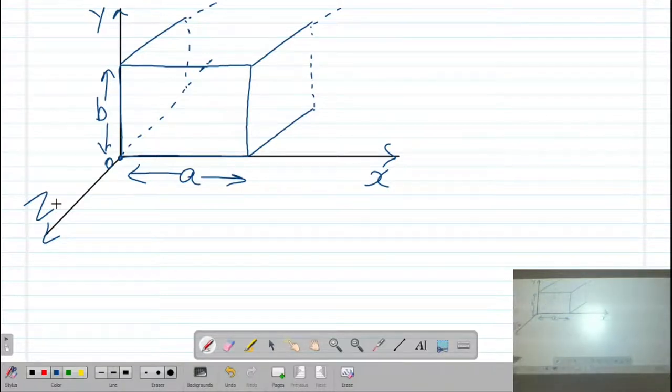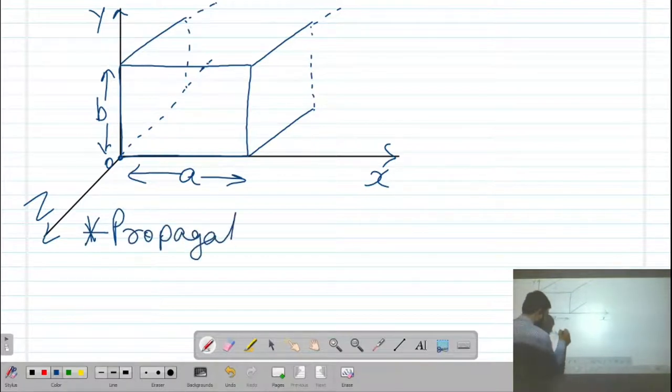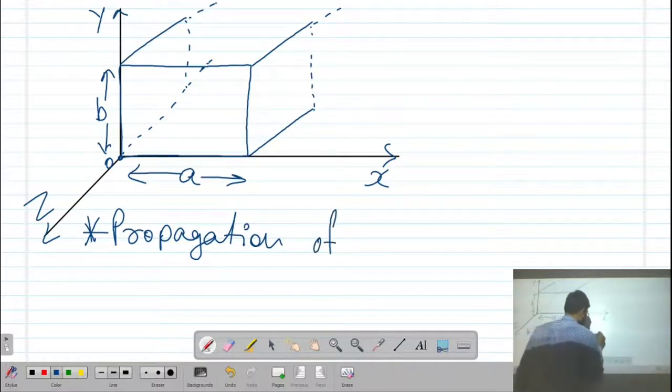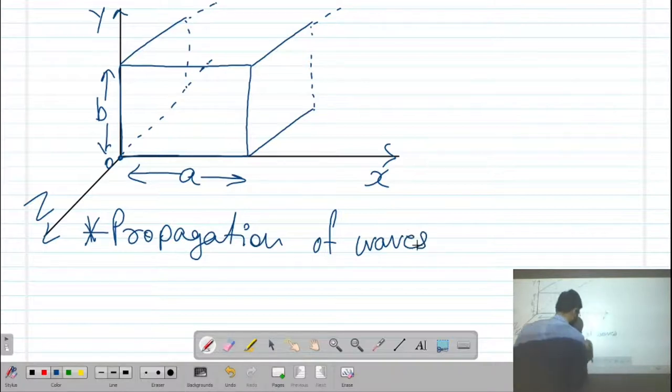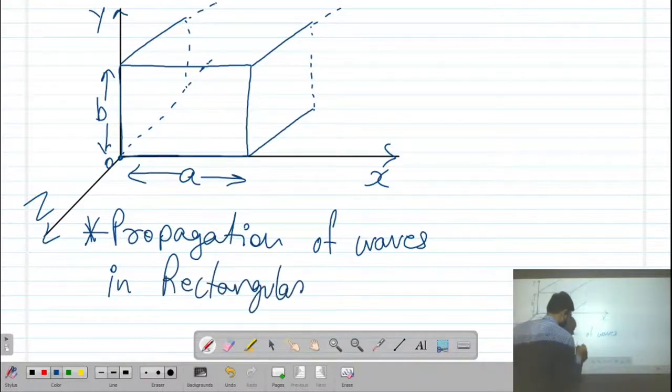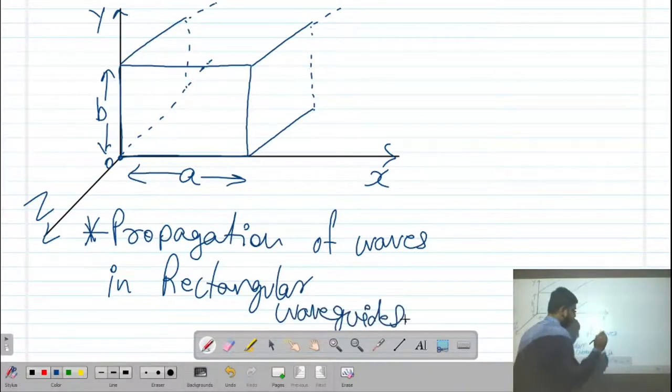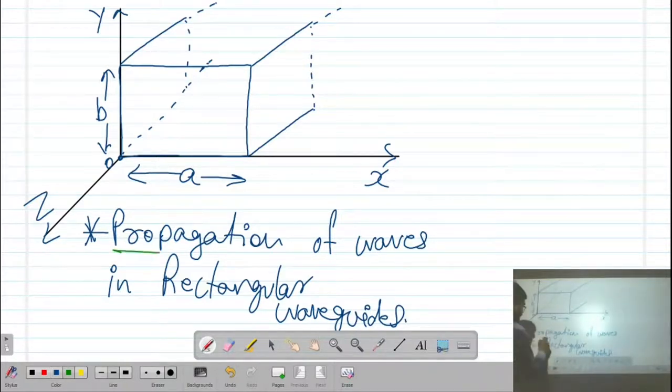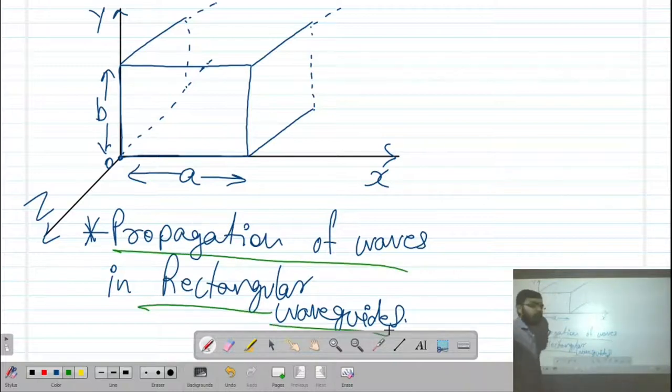Okay, now we are going to start a theory named propagation of waves in rectangular waveguides. First of all, let us understand what is the purpose of doing this theory and why we want to study this propagation for a rectangular waveguide.